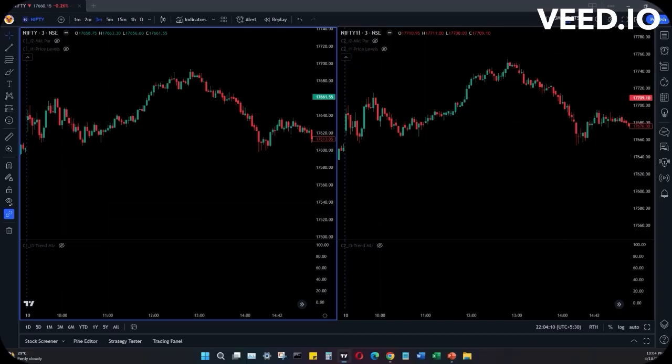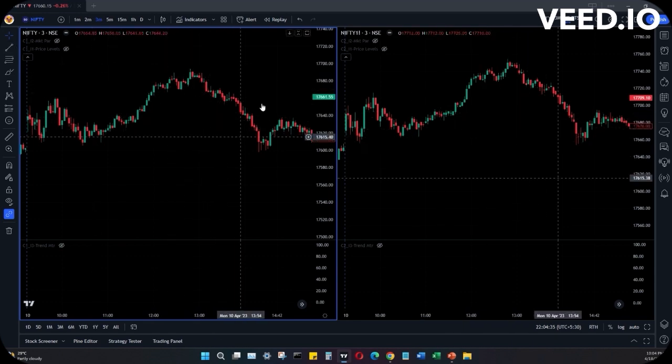Here we go. So I use the TradingView charting platform. You're looking at a two view chart. On the left, I have the Nifty spot chart, and on the right, I have the Nifty futures chart. So this strategy can be used to trade in both Nifty futures and options as well.